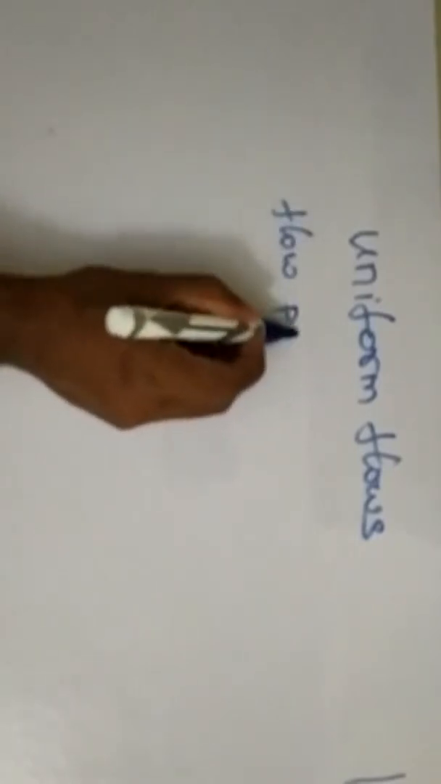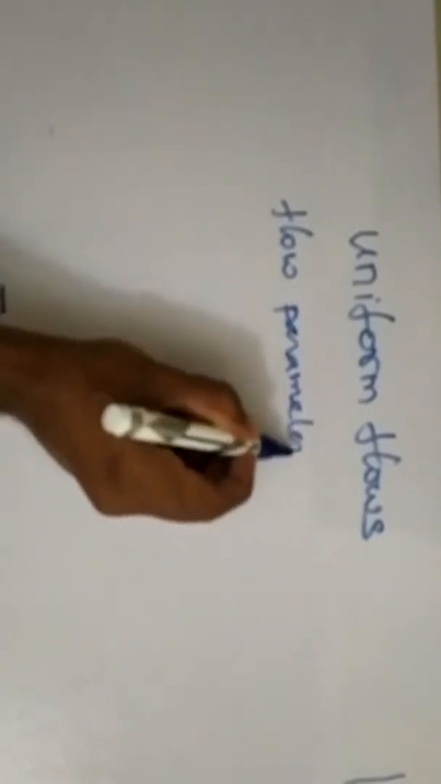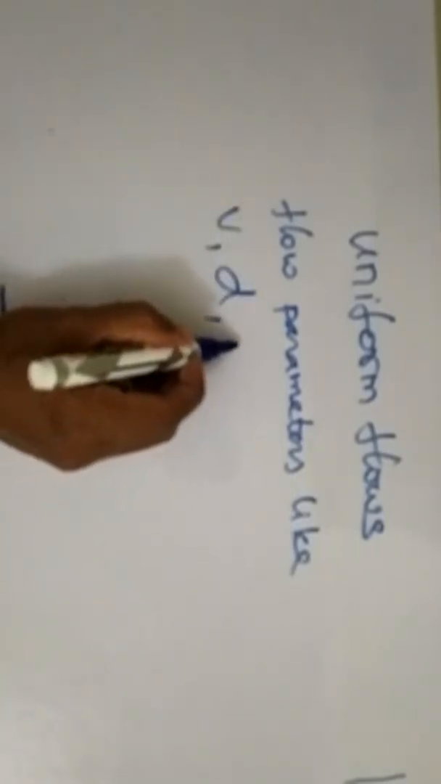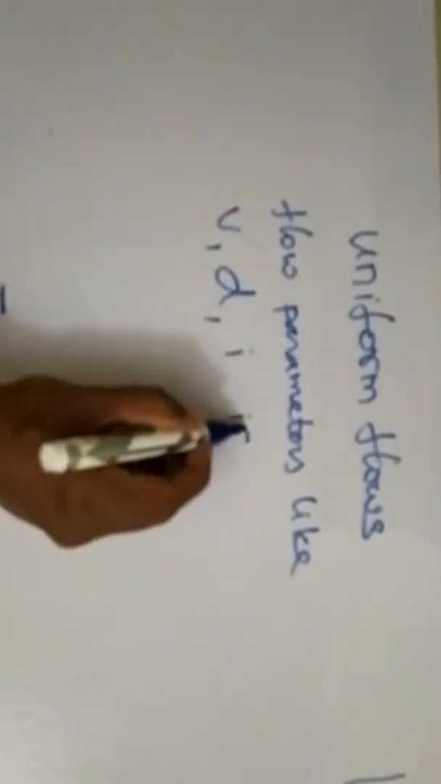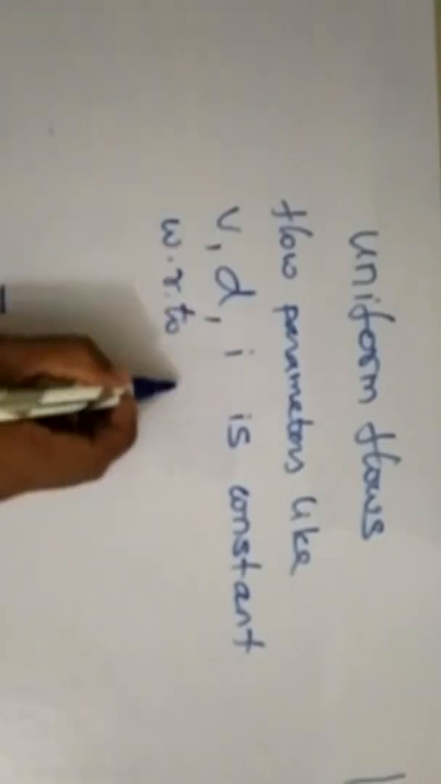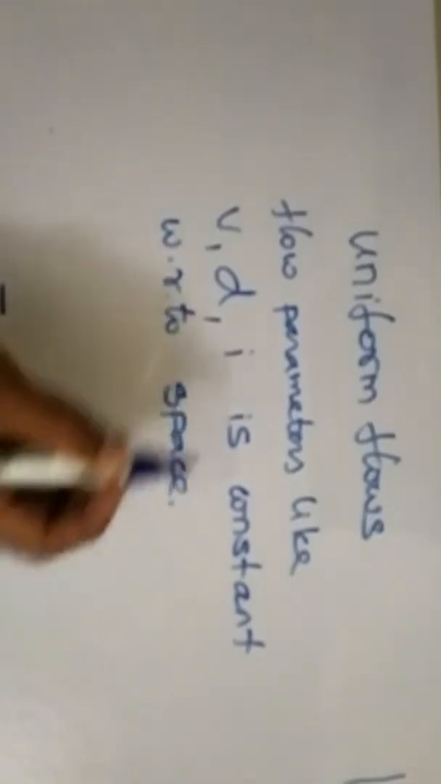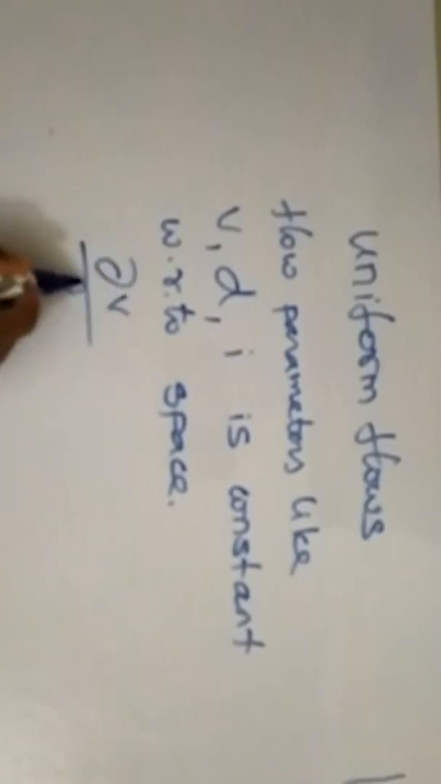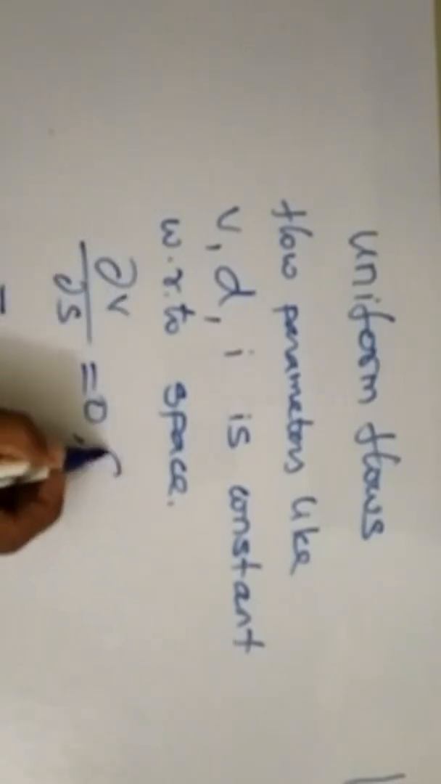Again, I am revising. Flow parameters like velocity or depth of flow or bed slope are constant with respect to space. That is called uniform flow. We can denote this in mathematical form as dV by dS is equal to 0.